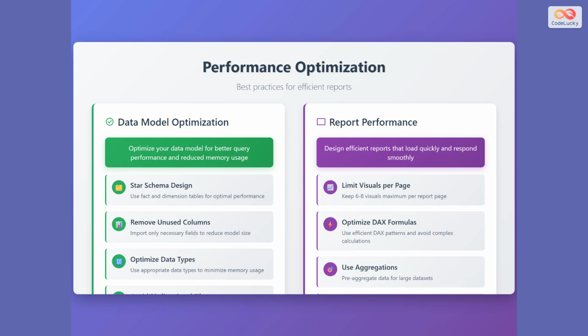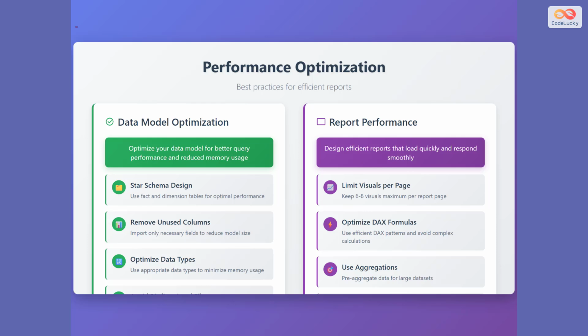Optimizing Power BI performance requires attention to both data modeling and report design. Data model optimization starts with implementing star schema design using fact and dimension tables. Remove unused columns during data import to reduce model size and memory consumption. Choose appropriate data types to minimize storage requirements. Avoid bidirectional relationships when possible, as they can impact query performance. Replace auto-generated date tables with custom ones for better control and efficiency.